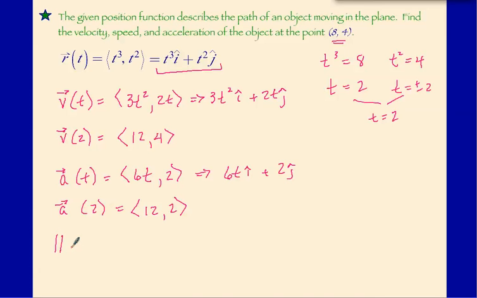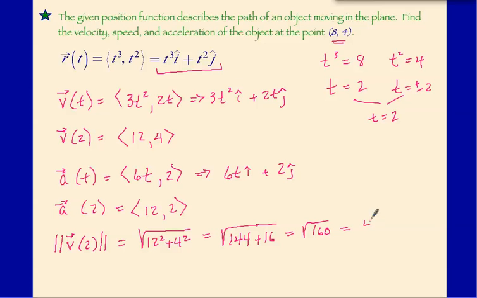Since we already have these components, 12, 4 at 2, we don't really need to use the functions themselves. We can just say, what was the speed at 2? Since I already know the velocity is 12, 4, I can just say 12 squared plus 4 squared, which is the square root of 144 plus 16, which is the square root of 160, which is 4 square root of 10. I can't remember exactly what the answer is, but you get the idea.